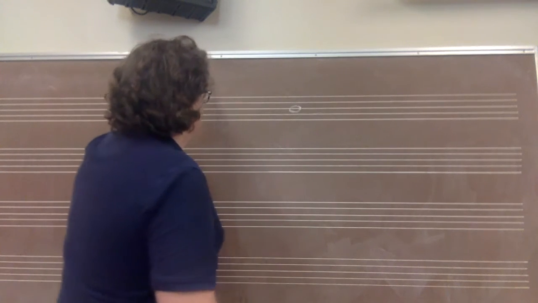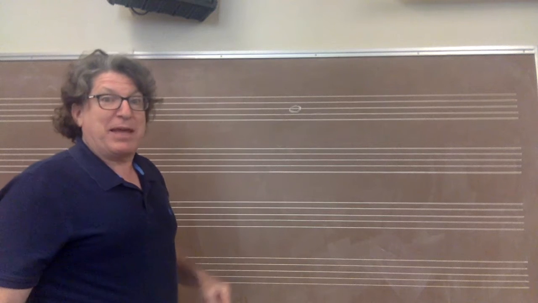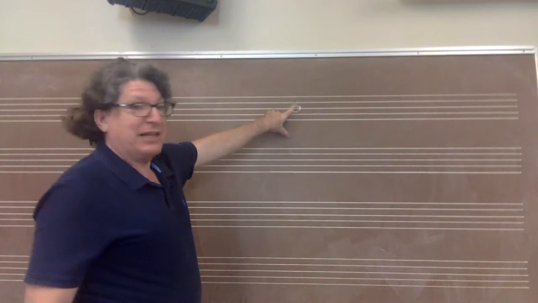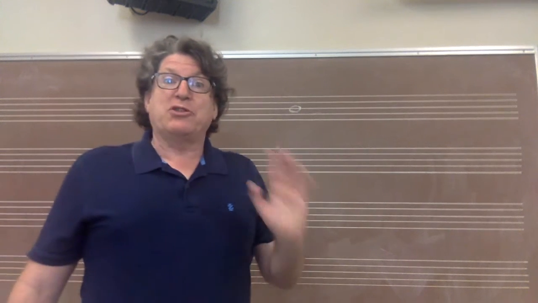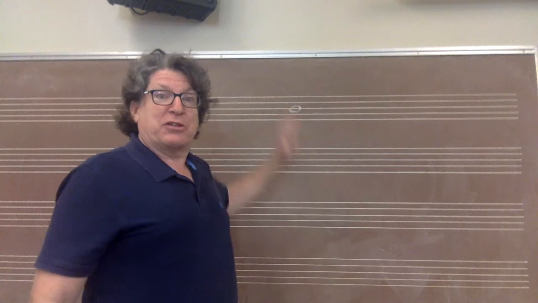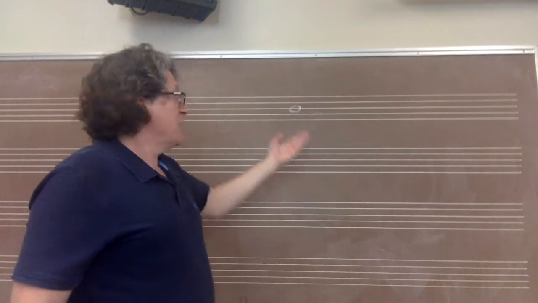Now, here's our staff. And our staff is 5 lines, 4 spaces. And it's supposed to tell us something. And what does it tell us? Well, I put a note on it. I don't know what note it is. But I do know that it's got to be a white key on the piano because there's no sharps or flats, nothing else. So that's a white key.